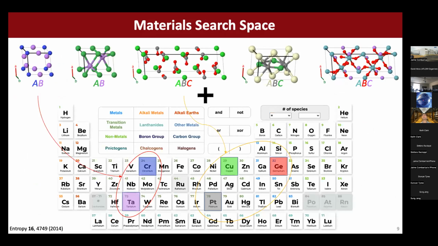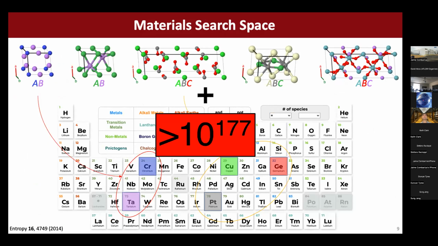So we have our prototypes here. You can imagine that we can decorate these with all the different combinations of elements in the periodic table. But this is not a combinatorics game you want to play. This number is actually larger than the number of atoms in the galaxy. Okay, so it's a really big space.